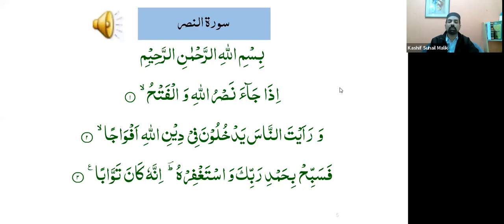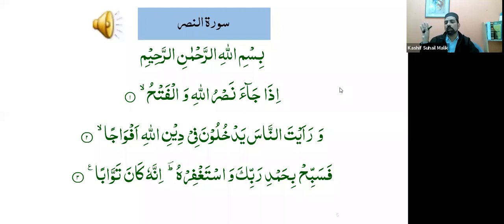Wa ra'ayta an-nas. What does it mean? We have learnt it in the previous classes. Mashallah, Sister Ayman, Brother Hassan, they are all writing. Mankind. Yeah, this is mankind, the man. Perfect. Yadkhuluna, what do you think this word is in its construction? What does it look like grammatically? Yeah, excellent. So this is fail mudari, and is it a singular or plural fail?